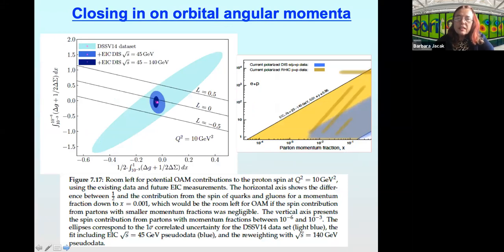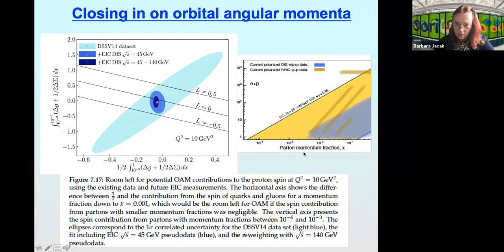So to close in on the orbital angular momenta, this is a plot that shows you why the EIC is an important way to do that. What's plotted here is, on the x-axis, the integral of the gluon and quark spins from x of 10 to the minus 3 up to 1. And on the y-axis, it's the integral from 10 to the minus 6 to 10 to the minus 3. I just showed you that the y-axis quantities are extremely poorly known. And so DSSV14 tells us this big aqua ellipse is where the truth might lie.